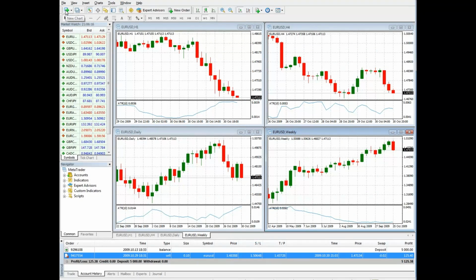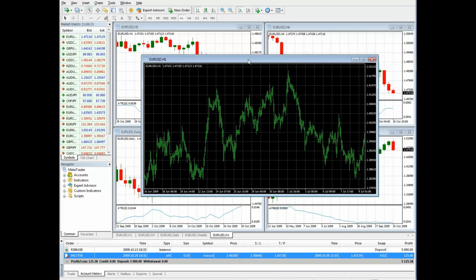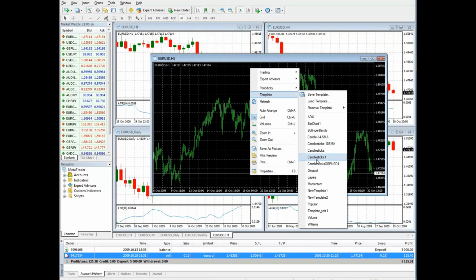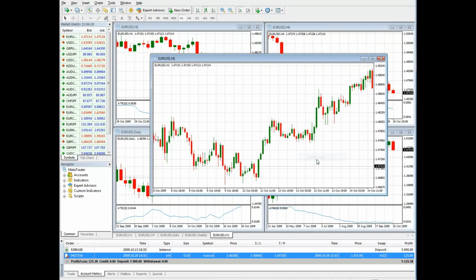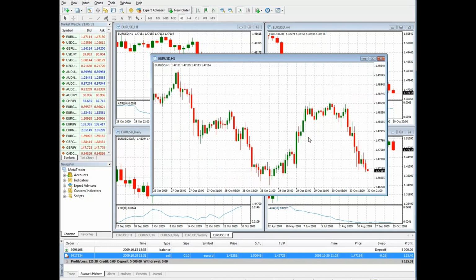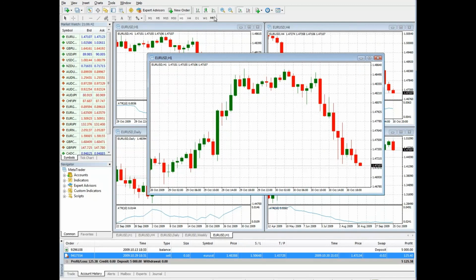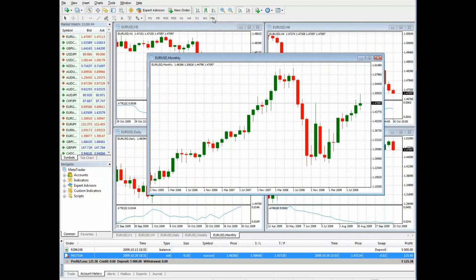Okay, we go up here, new chart. Okay, you see it's our standard chart there. We're going to go to templates, go to candlesticks 1, and there you go. And we go up here, hit the plus sign, make that a little bit bigger for us. You can see that's still hourly, so we go up here to monthly to complete a longer time frame, and there we have a nice beautiful monthly candlestick chart.